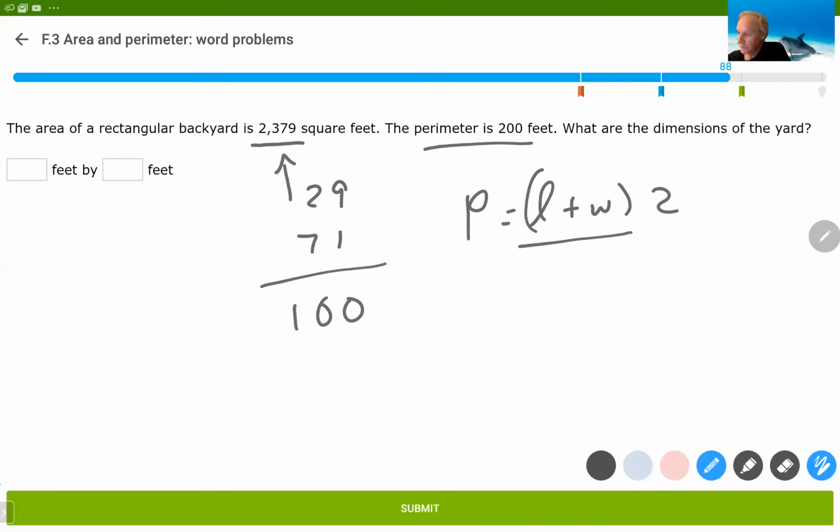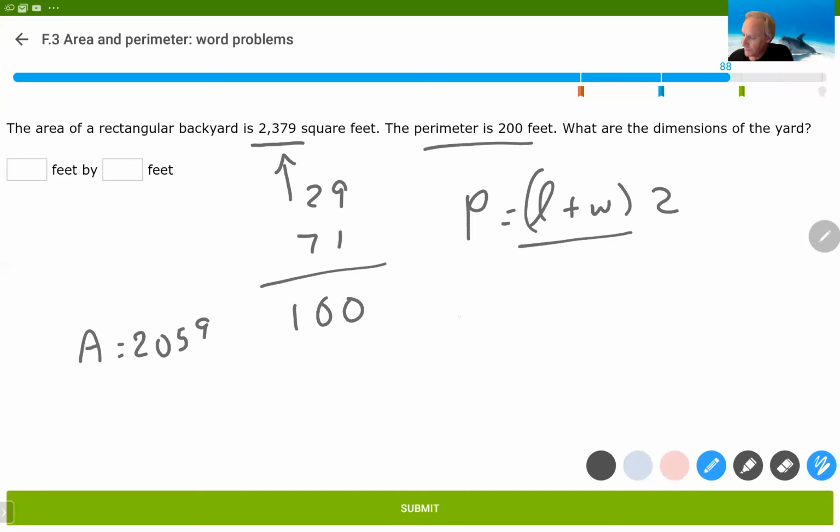All right. So what I'm using is I'm trying out this one. Now, if I take 29 times 71, I get this one has an area equal to 2059. Now, that's not big enough. Now, if I want a bigger area, I need to divide it up more evenly.